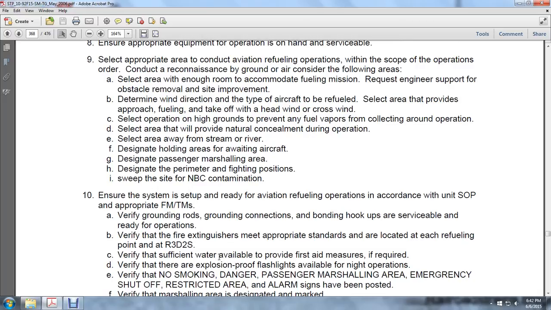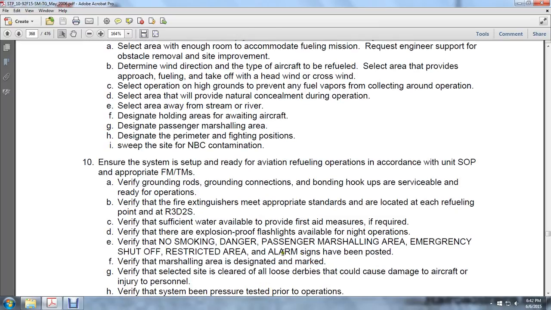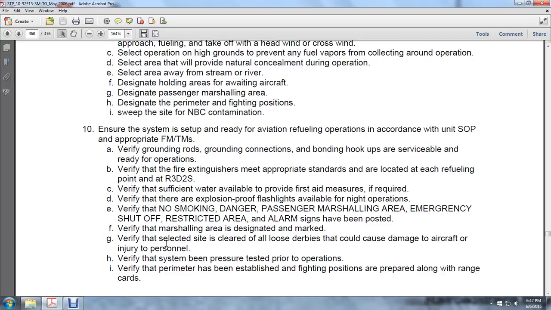Verify no smoking, danger, passenger marshalling area, emergency shutoff, restricted area, and alarm signs have been posted. Verify the marshalling area is designated and marked. Verify the selected site is clear of loose debris that can cause damage to an aircraft or injury to personnel. Verify the systems have been pressure tested prior to the operation. Verify the perimeter has established fighting positions and is prepared along with the range cards.